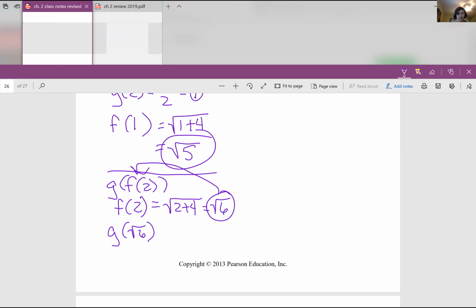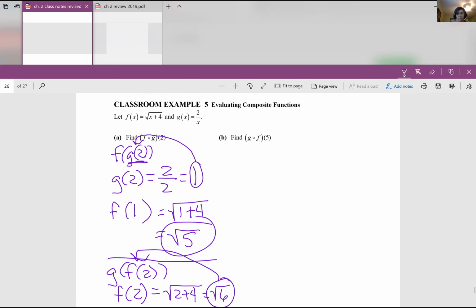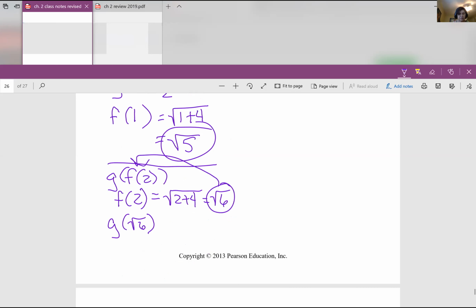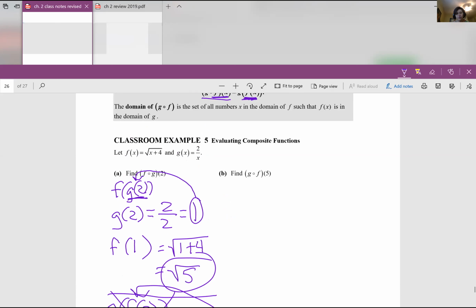But my g function said take 2 divided by whatever that number is. So 2 divided by the square root of 6? Yeah, that's not the same thing as the square root of 5, is it? No. Order matters here. It's going to be very important that you don't mix these up. I have to do it in the order that it's given to me, where I'm first going to plug in the number they gave me for x into whichever function was closest to my x, and then that answer gets plugged into the outside function.